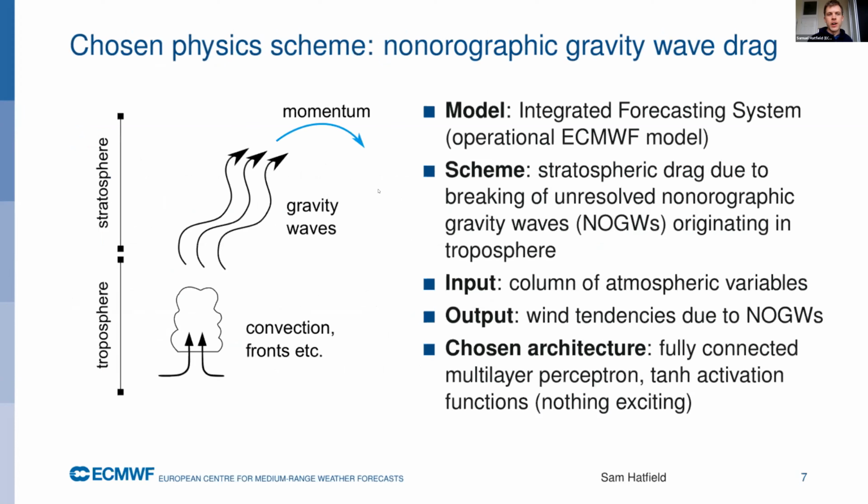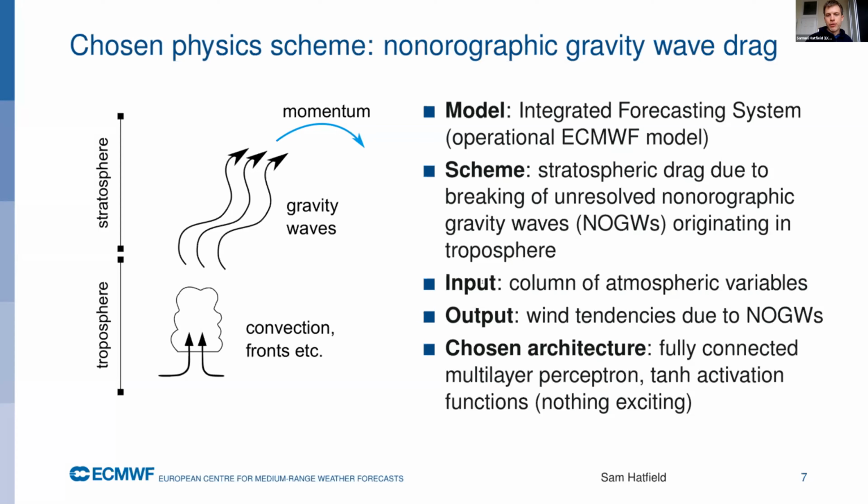So today I'm going to demonstrate this idea by just concentrating on one physics subroutine, which is what we call the nonorographic gravity wave drag scheme. So this scheme is active in our operational forecasting model, which is called the IFS. And to summarize the scheme, basically it represents the effects of gravity waves, which are excited by processes in the troposphere which are too small to be represented, things like convection and fronts. Those gravity waves propagate up into the stratosphere where they break down, releasing momentum on the flow there. So they essentially act as a drag that cannot be resolved explicitly by the fluid equations.